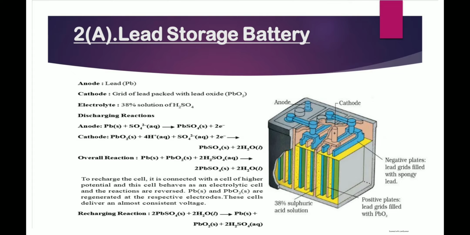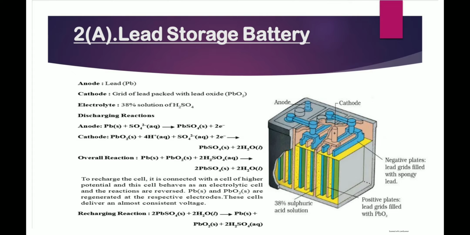In a typical lead storage battery, the anode plates are made up of lead while the cathode plates are grids of lead packed with lead dioxide. A solution of sulfuric acid surrounds the plates and acts as the electrolyte.